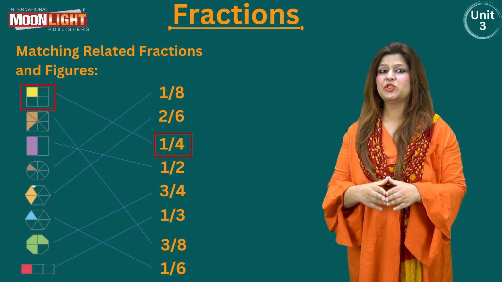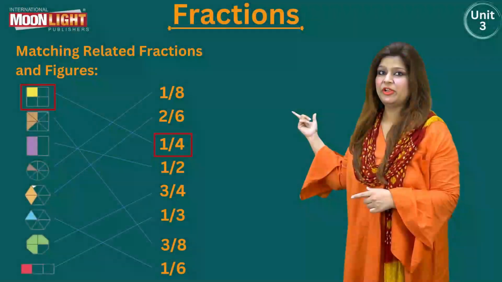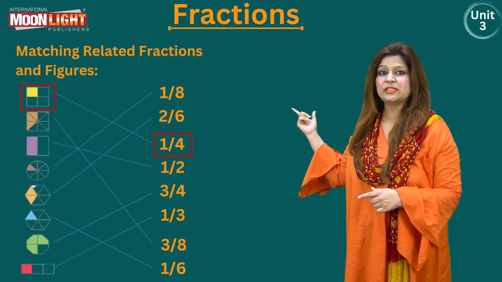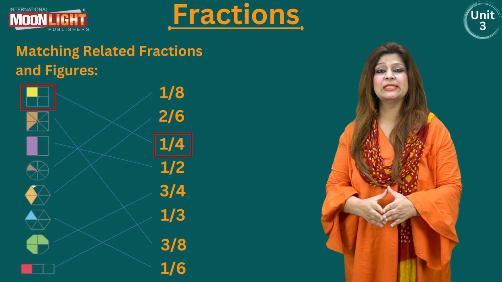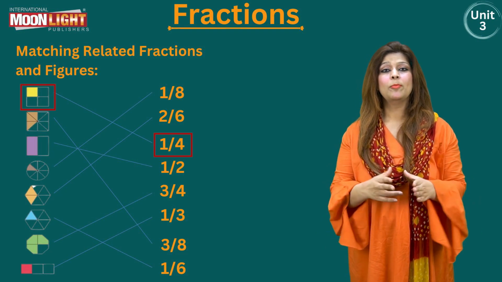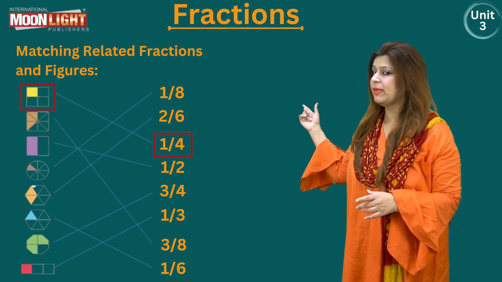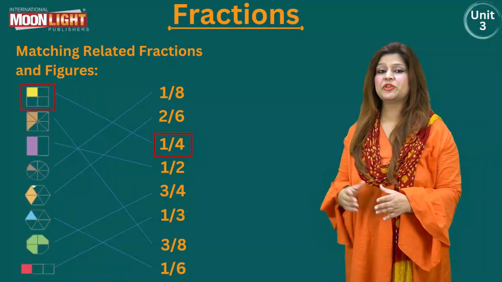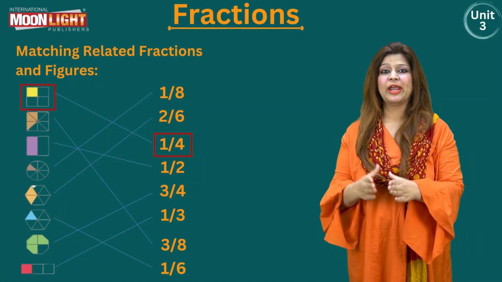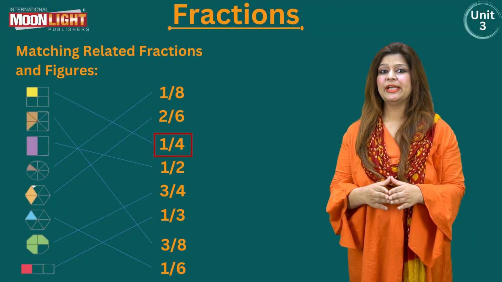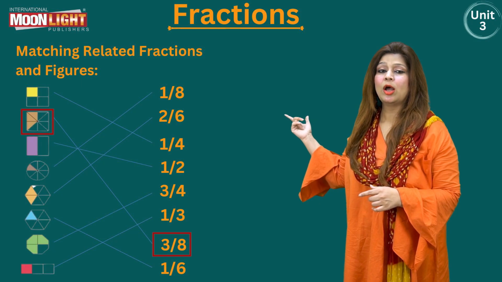Now my dear students, check the first fraction in figure. You can see how many parts it is divided into. Yes, 4 parts. And how many are colored? 1 is colored. So this is 1/4. So I need to check 1/4 and draw a straight line like this to match the fraction with the shape or figure.